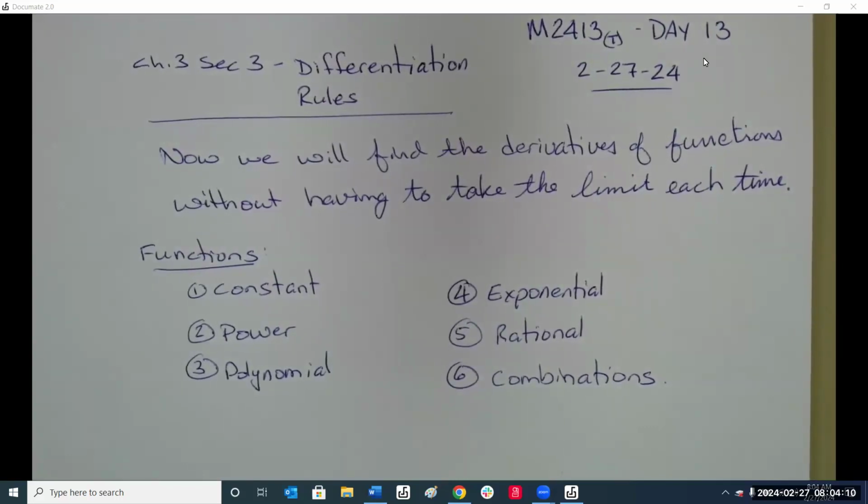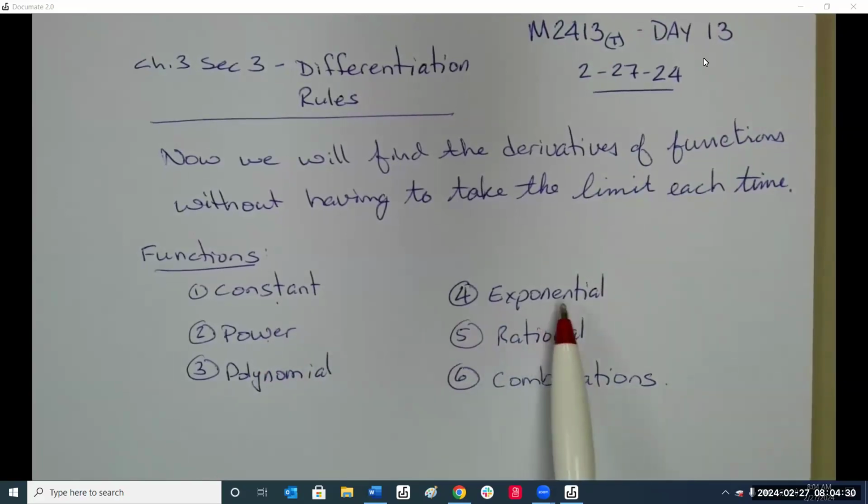We're now going to find derivatives of functions without having to do the epsilon delta proof or the limit using Riemann sums or whatever. Now we're going to start getting into the shortcuts to the definitions of what these things really mean. The functions we're going to look at this time are constant functions, power functions, polynomials, exponentials, rationals, and combinations of those.